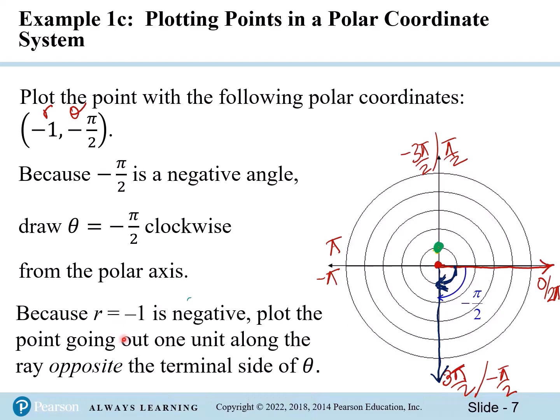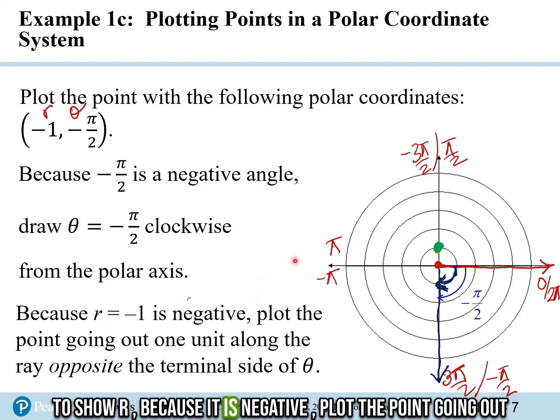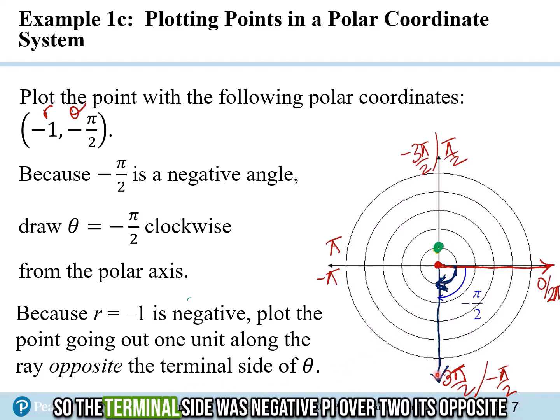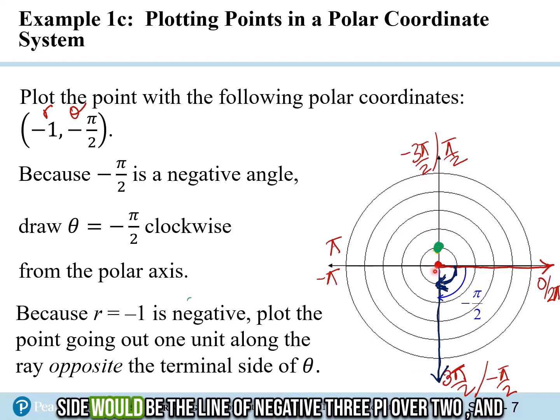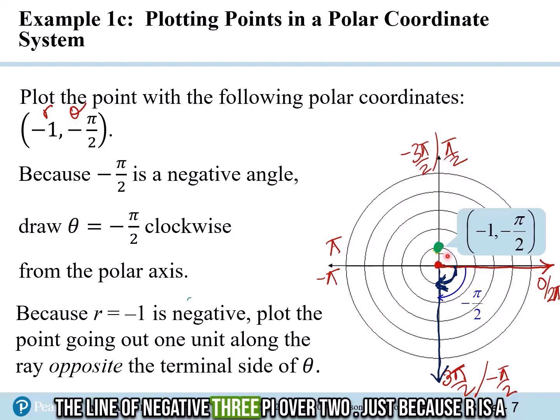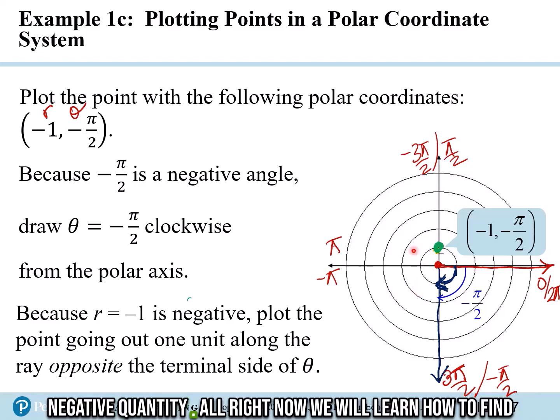And then finally, to show r, because it is negative, plot the point going out 1 unit along the ray opposite the terminal side of theta. So the terminal side was -pi/2. Its opposite side would be the line of -3 pi/2. And that's why we have the point located 1 circle out along the line of -3 pi/2, just because r is a negative quantity. All right?